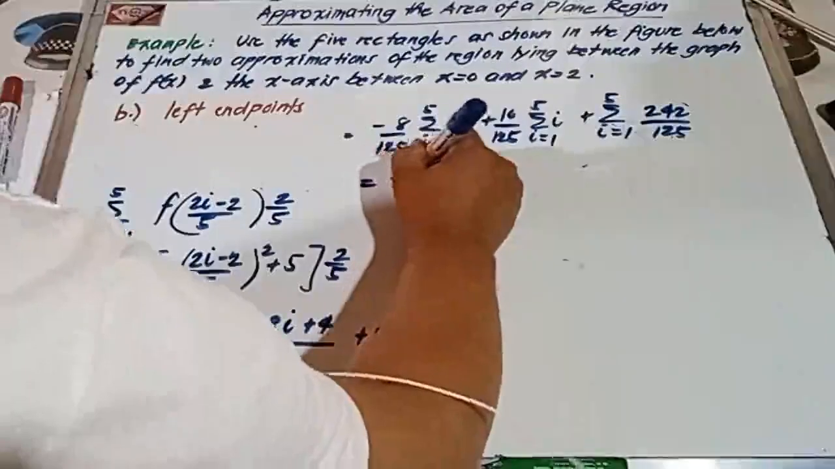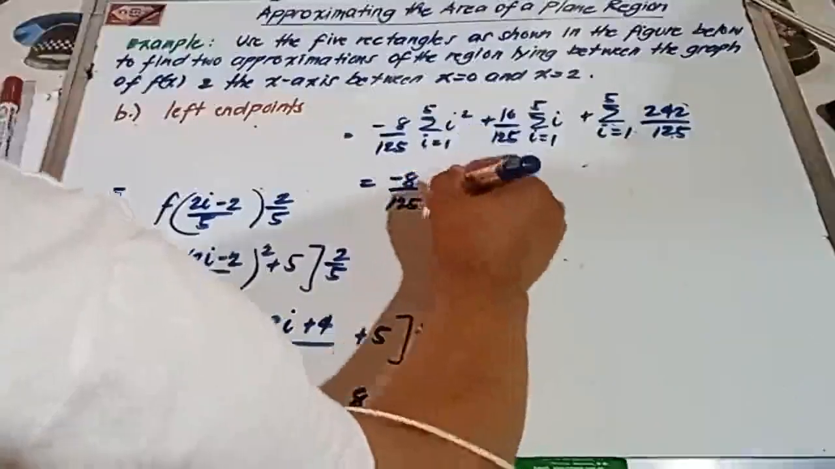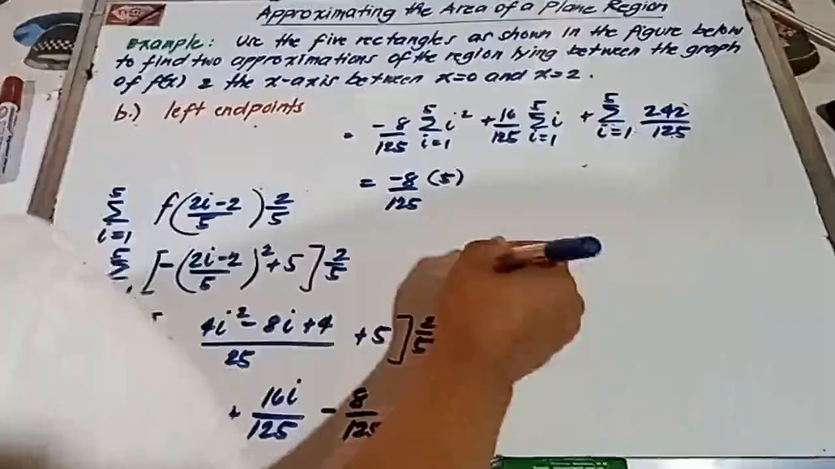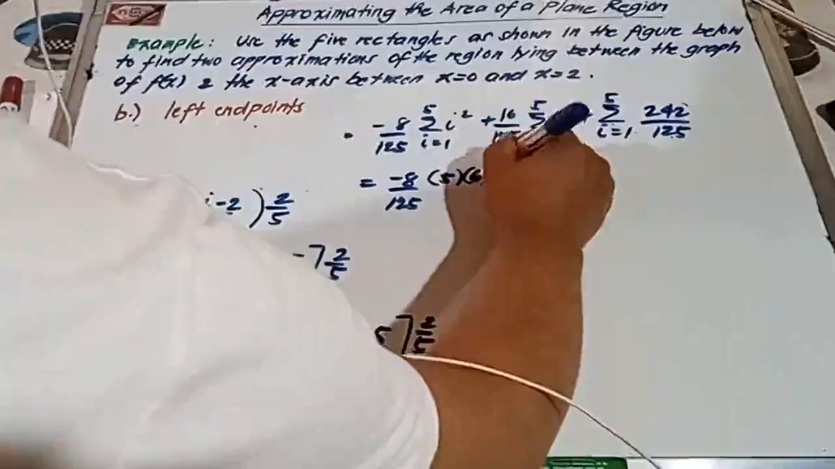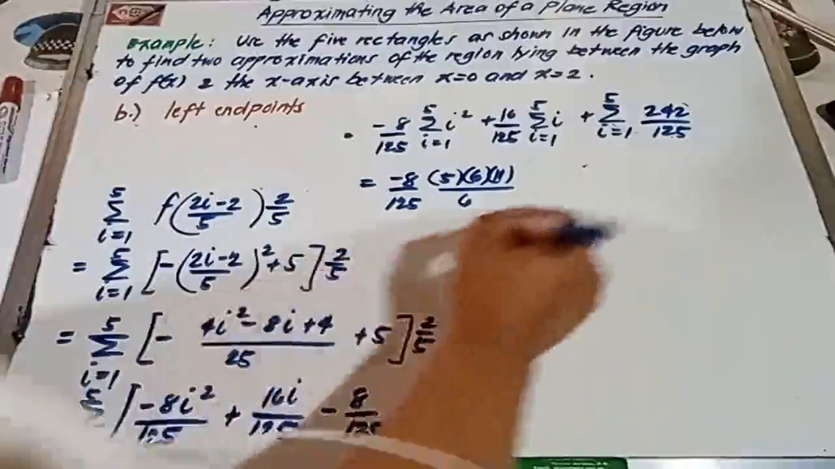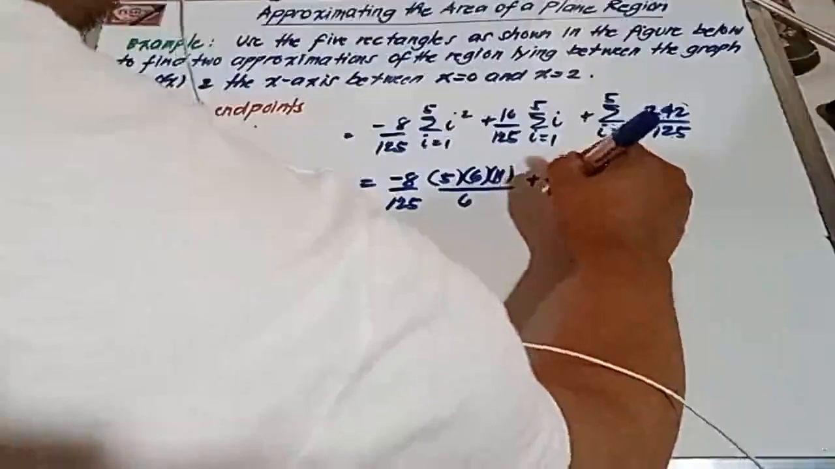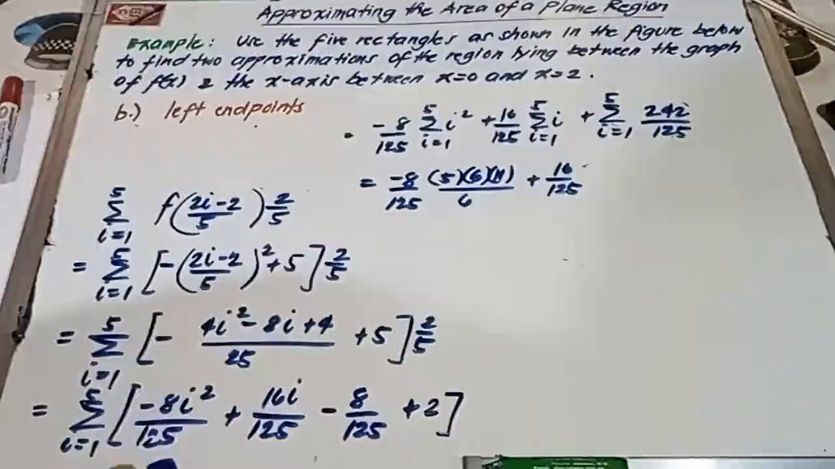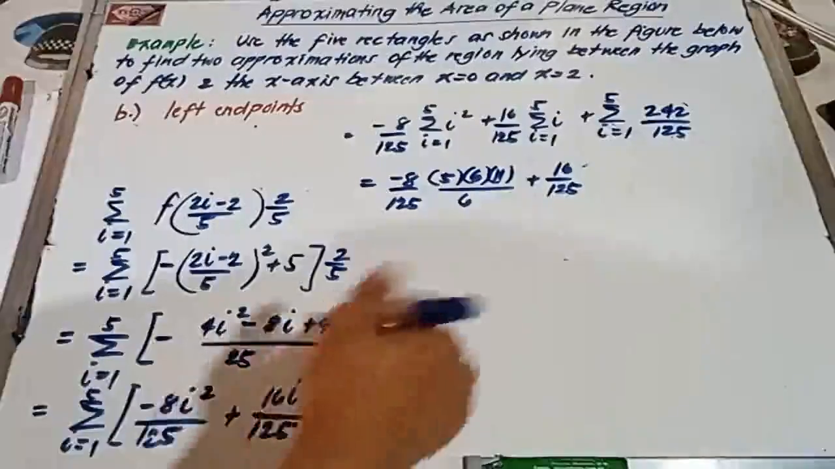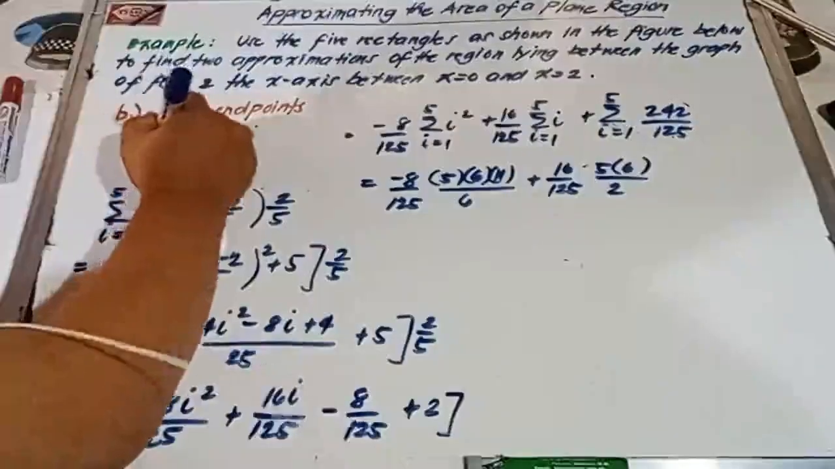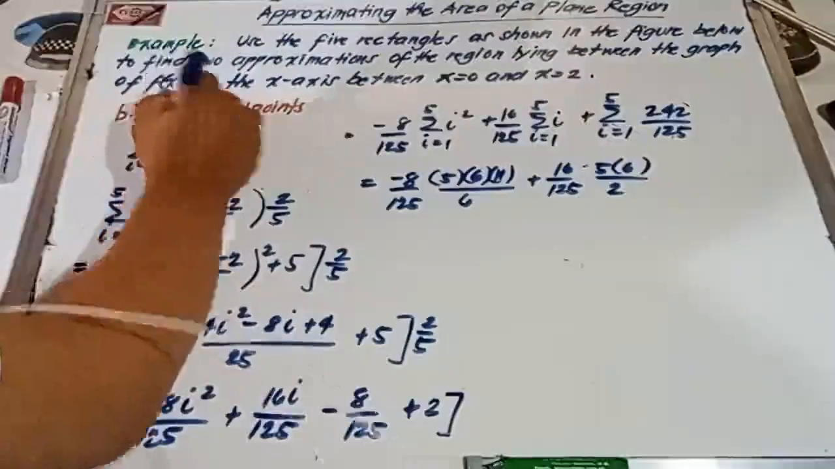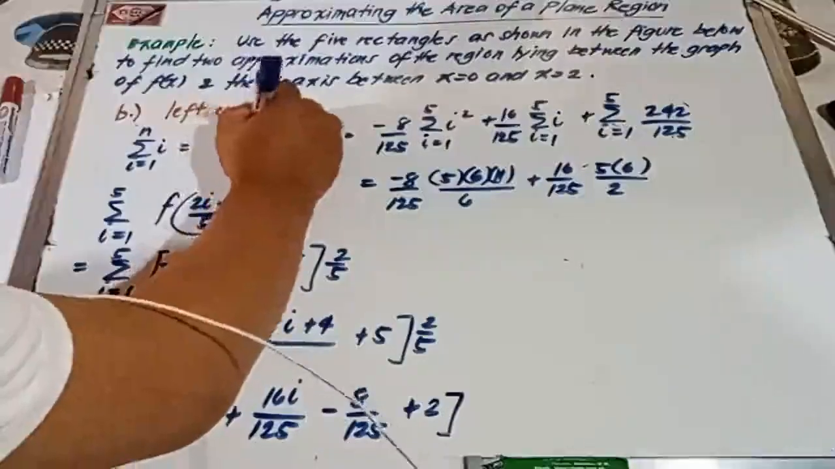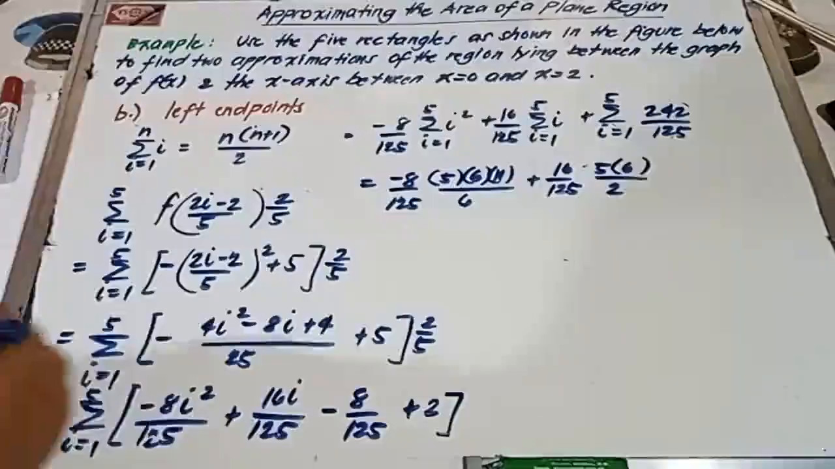Pa-check na lang. So we have negative 8 over 125. n is 5, n plus 1 is 6, 2n plus 1 is 11 over 6. Plus 16 over 125. Formula ng summation of i natin is n times n plus 1 over 2. Ang n natin is 5, n plus 1 is 6 over 2. Tandaan ha, summation of i equal to 1 to n is n times n plus 1 over 2. And then ito yung constant, pag multiply lang natin.